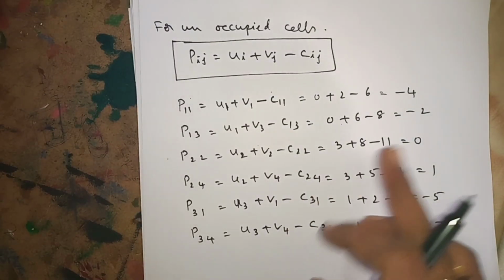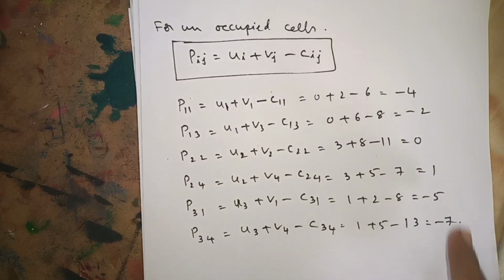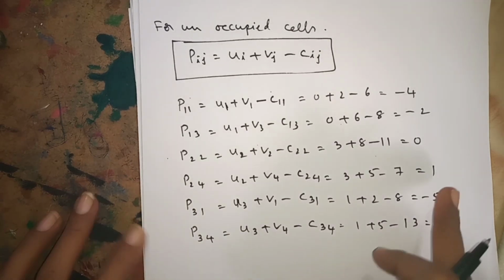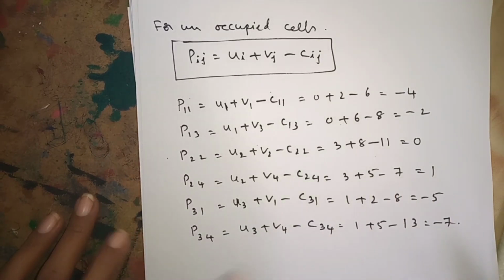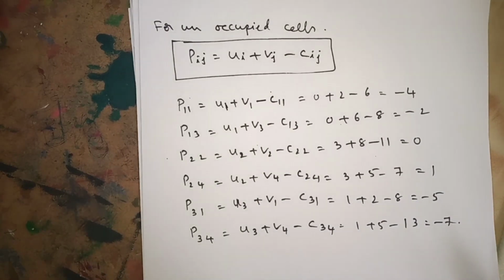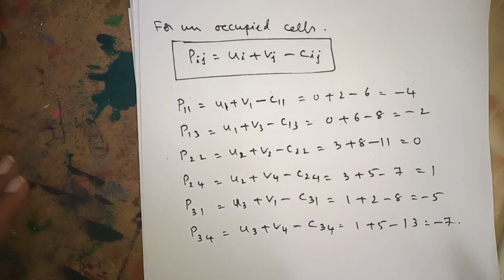But we did not get all negative. Negative or 0, less than or equal to 0. If you get all the Pij's less than or equal to 0, then we say that it is the optimum solution. But we did not get like that. Here one positive value is there. If one or more than one positive value occurs, and if only one occurs, take that value. If more than one occurs, you have to take the highest positive value.